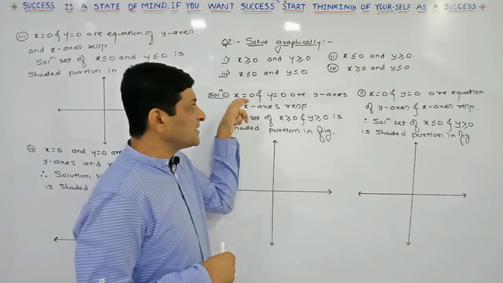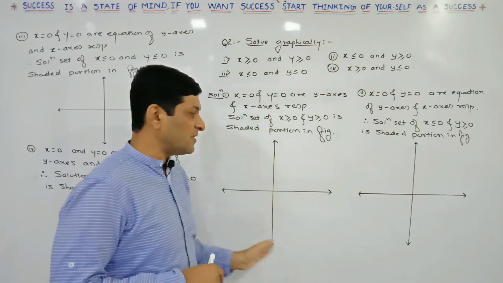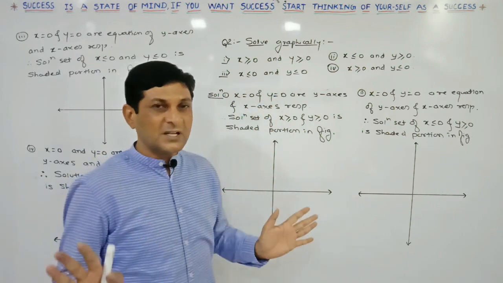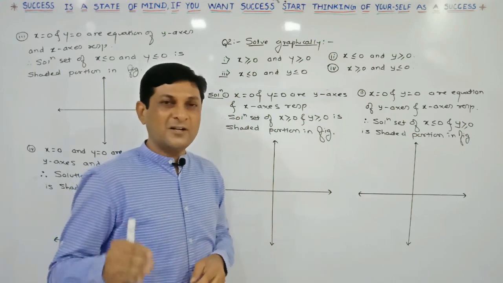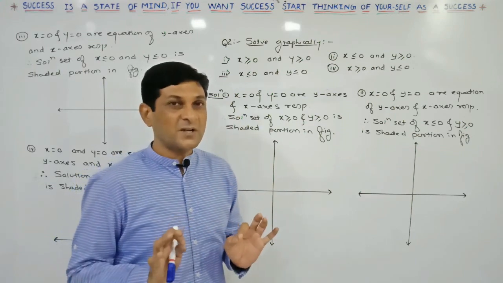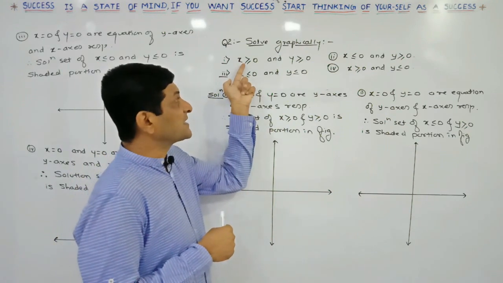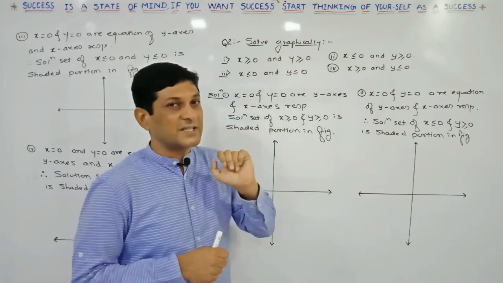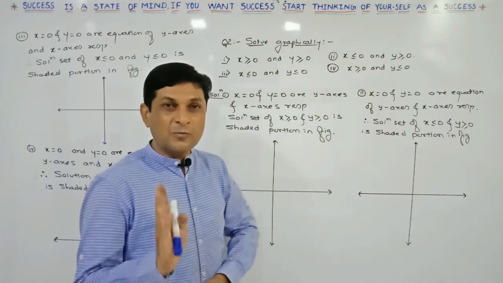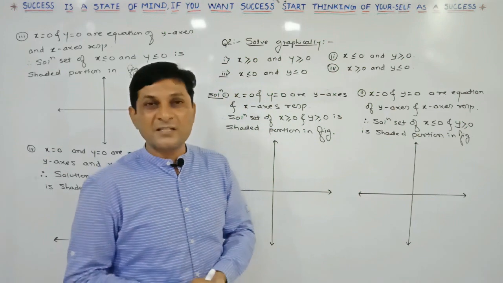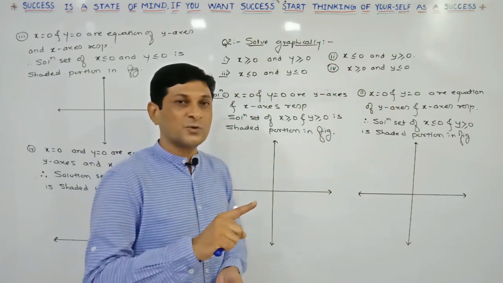So here x is equal to 0 is the equation of the y-axis and y is equal to 0 is the equation of the x-axis. Both the lines are already drawn here. Now we are trying to find the solution set using what? Inequalities. So what is the inequality here? X is greater than 0 and y is also greater than 0. X is greater than 0 means x is positive and y is greater than 0 means y is also positive, meaning the value of x is positive and y is positive.